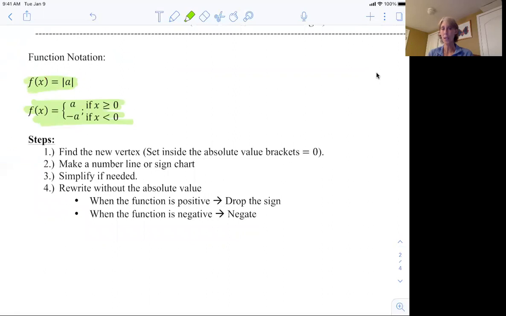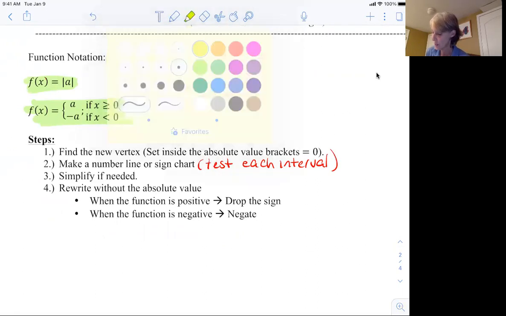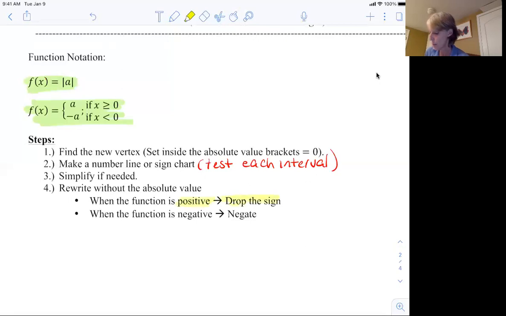Then we're going to make a number line, or what we call a sign chart. Okay, we're going to test each interval. And then we're going to simplify if we have to. Then the next step, and this is critical, we're going to rewrite without absolute value signs. When the function is positive, all you're going to do is drop the sign. And when the function is negative, we're going to negate what's inside. Okay, and I will talk about this in just 1 second.